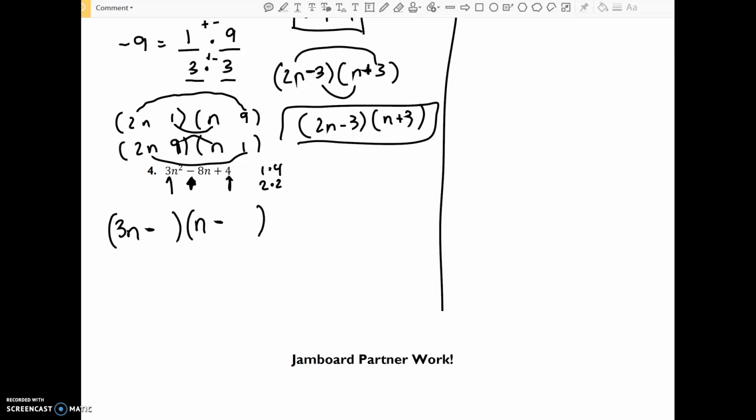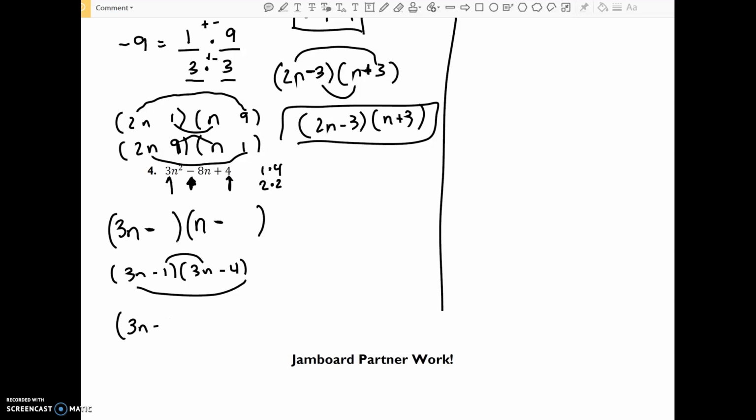And then again, now we're just thinking. Kind of guess and check here. If you don't know, being able to multiply and add in your head does help. 3n times negative 4 is negative 12n. Negative 1 times 3n is negative 3n. Negative 12n and negative 3n, that's negative 15n. Too big. We can flip spots.